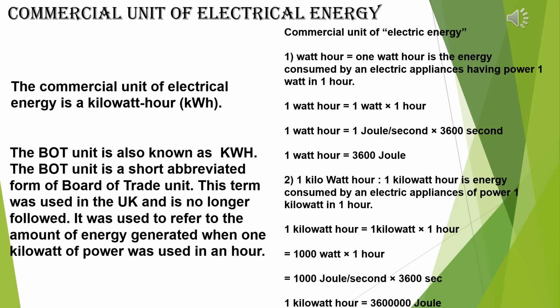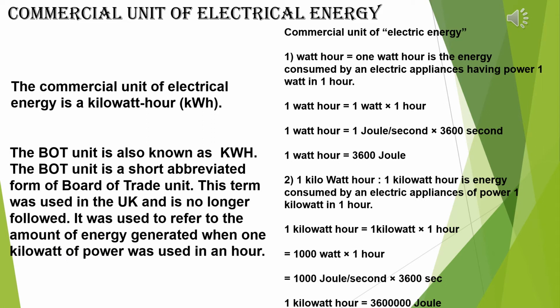1 watt hour is the energy consumed by an electric appliance having power 1 watt in 1 hour. So 1 watt hour is equal to 1 watt into 1 hour. Now 1 watt hour is equal to, I am just putting another unit, 1 joule per second. What does joule per second mean? Into, I am converting hour into second, that means 3600 second. So it is coming 1 watt hour is equal to 3600 joule. This is the first derivation.